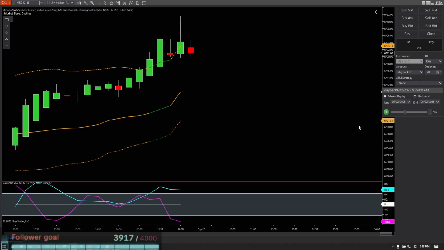Today we're doing something a little different. We're turning our attention to the micro ES. That's the micro contract for the S&P 500. And we're actually going to be working from the higher time frame chart. That's the 15-minute to get structure before dialing in execution, okay?